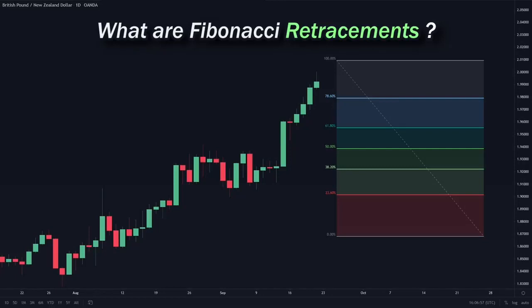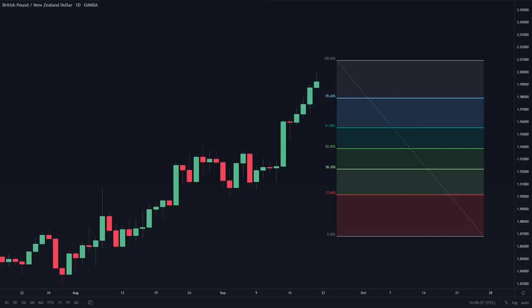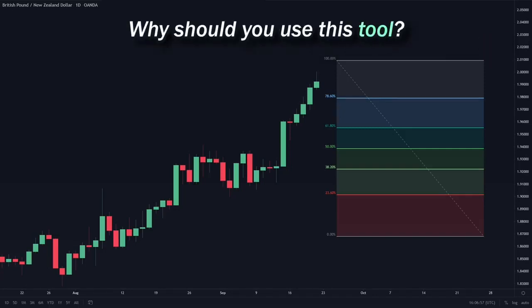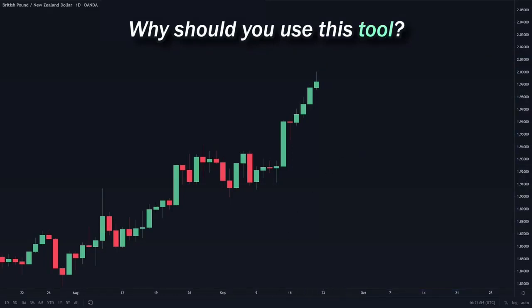identify the end of a pullback, and we can generate these levels by using a tool called the Fibonacci Retracement tool. Now the question is, why should you use this tool to identify pullbacks? Let me give you a scenario.